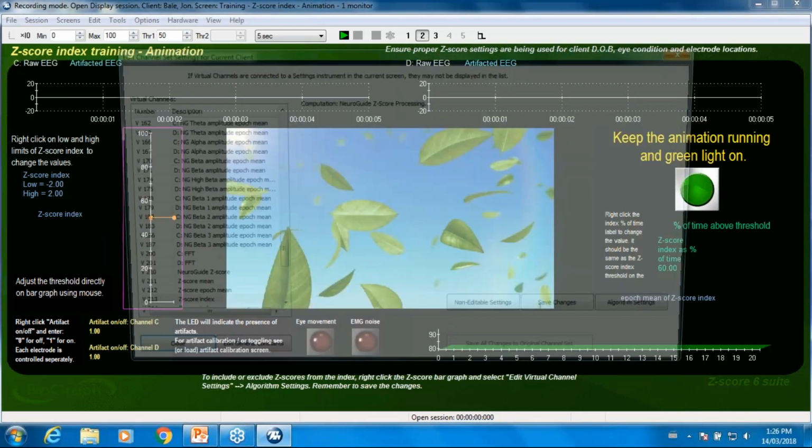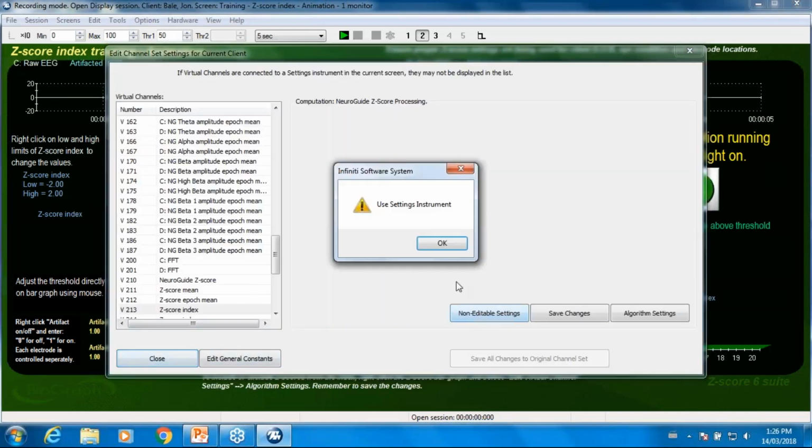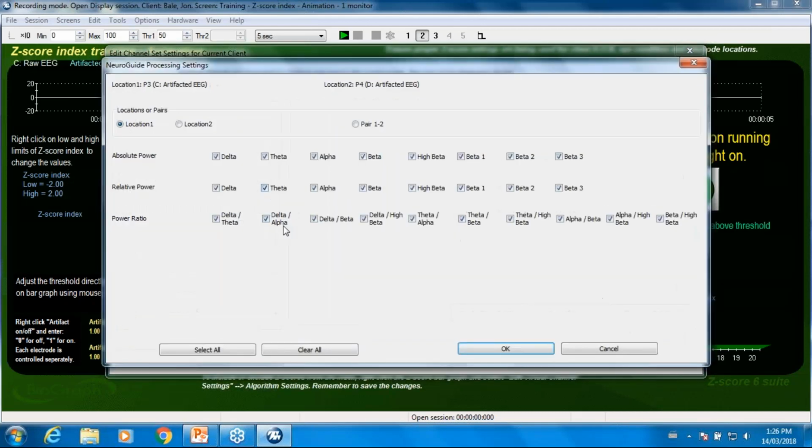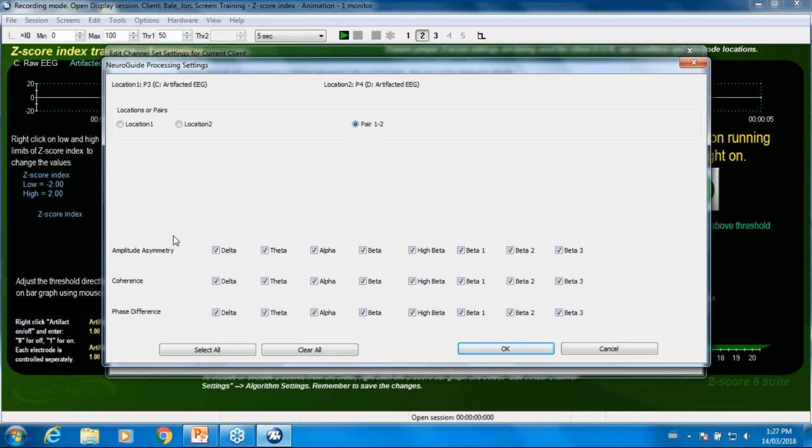And so if I go and edit these statistics, there we go. We can see right here that there's a list of every statistic being trained. So at location 1, it's where I first placed my electrodes. We can see that we're training every single absolute power, delta, theta, alpha, beta, and so on. Same thing with relative power and power ratios. At location 2, everything is also selected as well. And then when we compare statistics between the two sites for amplitude, asymmetry, coherence, and phase, we also are training all the stats. But let's say we want to train a little bit less than that.